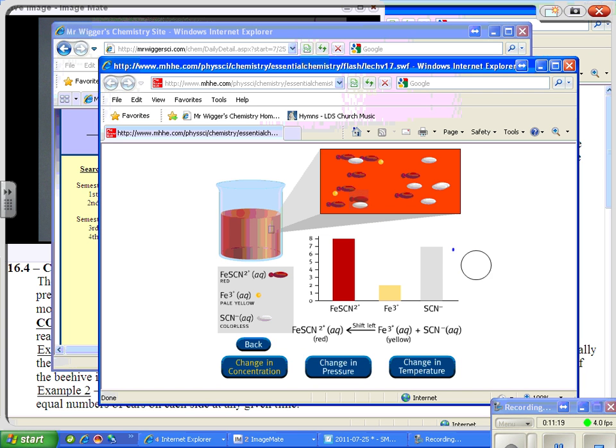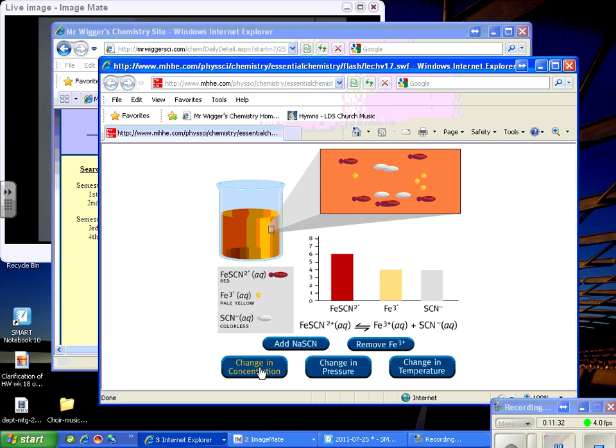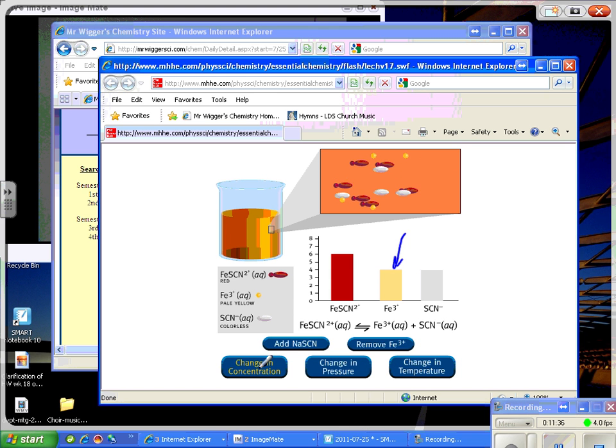Now, let's go ahead and get rid of this layer. All right. Now, I'm going to do that concentration thing again. This time, I'm going to remove iron. So, this line is going to do what? It's going to drop. After it drops, LeChat wants to make it go back up, right? The first arrow is what we did. LeChat wants to make it go up. All right, so how's it going to do that?